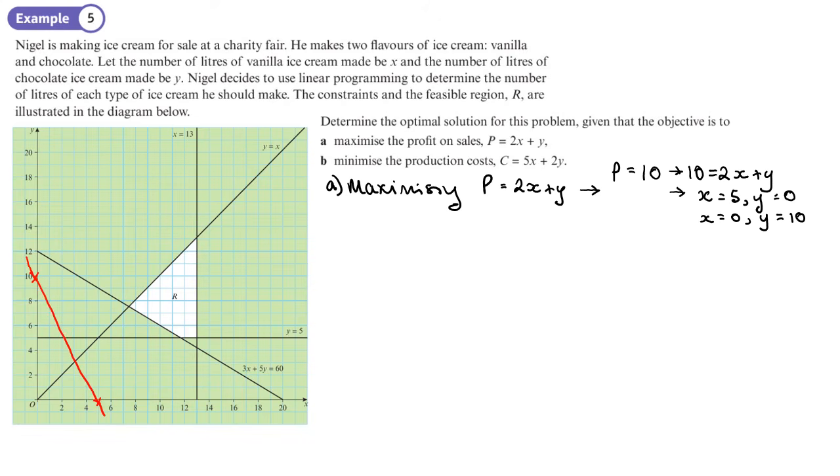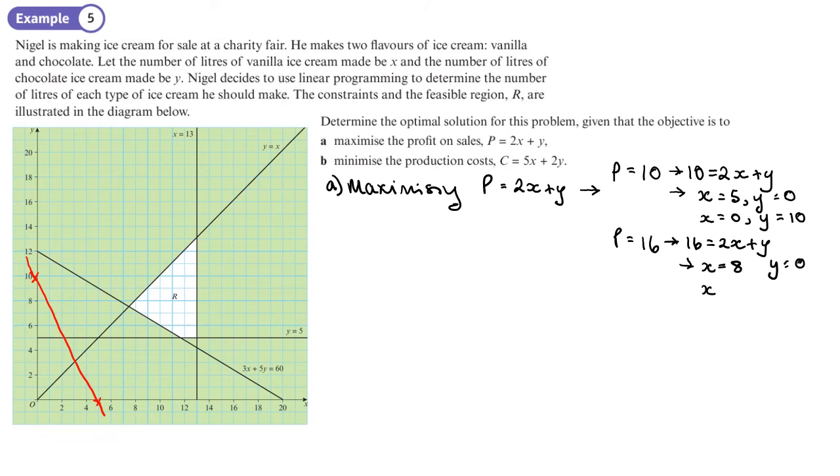I'm just going to pick a different value just so you can see the idea. So let's say I made p equal to 16. So that would mean 16 equals 2x plus y. So if I made y equal to 0, that would mean x would be equal to 8.